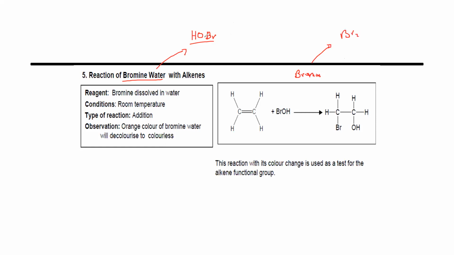Br2. What is the original color of bromine water? The bromine water is orange in color. What is the original color of the bromine molecule? It is red brown.